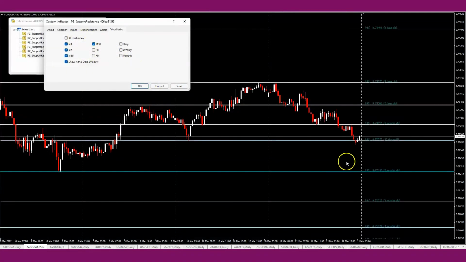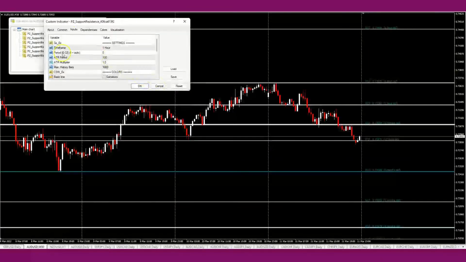Every now and then, especially when you get down to the smaller time frames, the support resistance levels don't want to draw onto the chart, right? Here's why. Here's what I've realized. If you go right down here to where it says max history bars, sometimes the indicator has to look back way too many bars. So sometimes it's set to like 5,000 and 10,000 look back.